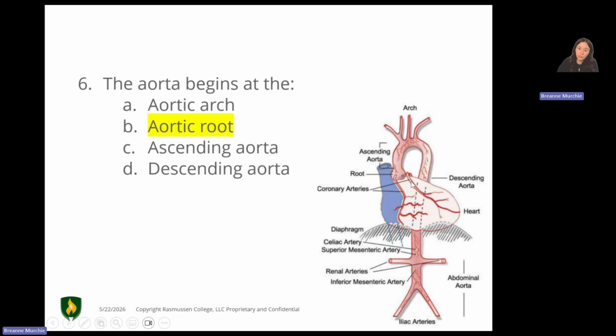From the root, it's going to turn into the ascending aorta, into the aortic arch, and then take a turn south into the descending aorta. And as it descends, it's going to go through the thoracic cavity. So that's called the thoracic aorta. And then it will end and bifurcate in the abdomen. So the terminal end of the aorta is called the abdominal aorta. And it will bifurcate into the iliac arteries, the common iliac arteries.